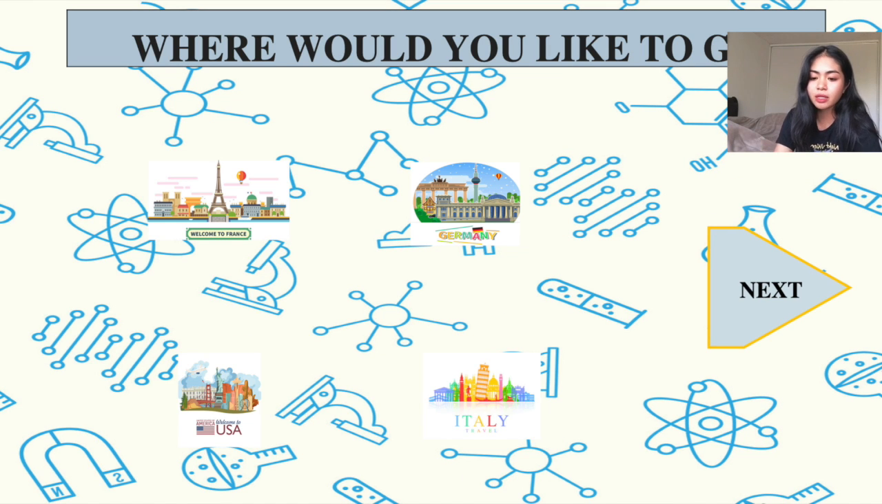So after you pick your options, then you click next. Then it will ask you where would you like to go. So all of these places are the places that the scientists are from. So we have France, we have Germany, we have USA, and we have Italy. So any of these are basically the backbone of the history of where the invention was born, where the scientist was born, and where it all happened.